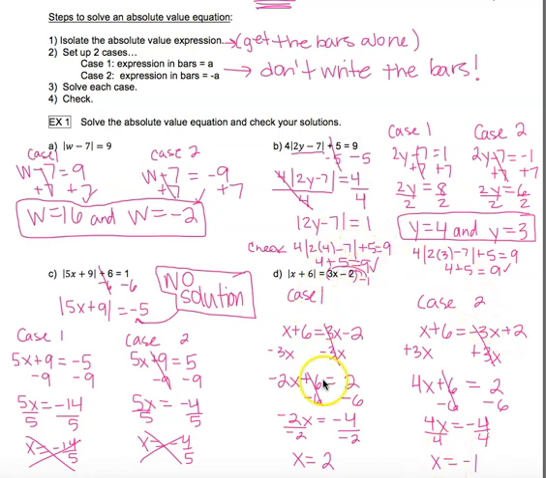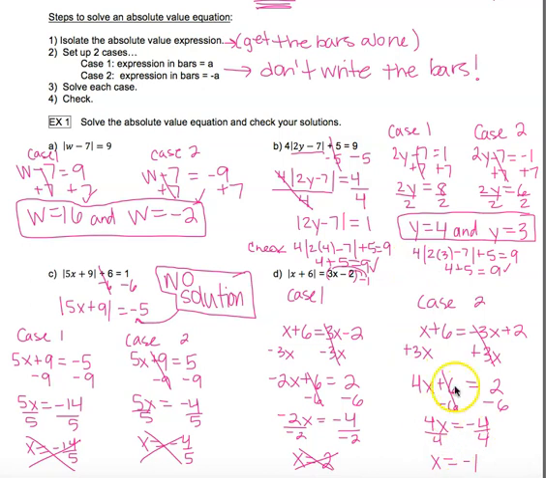So in this case, I need to check. So 2 plus 6 is 8. The absolute value of 8 is 8. 3 times 2 is 6. 6 minus 2 is 4. 8 not equal to 4. So this guy does not work.